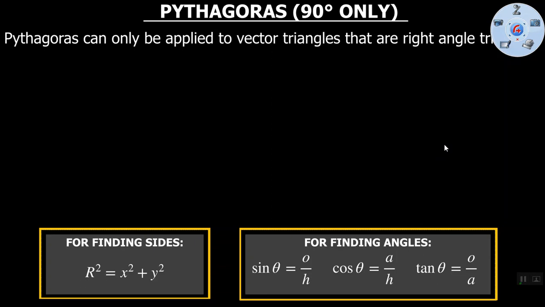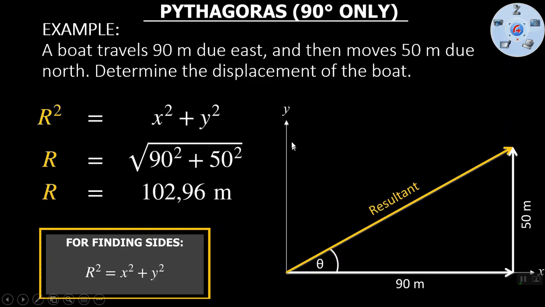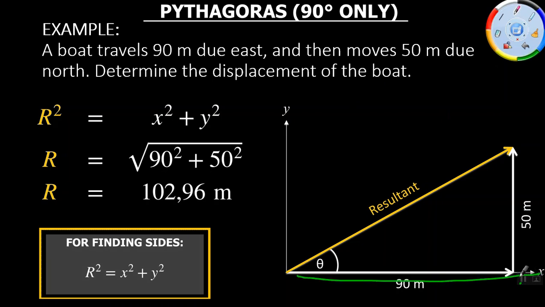Let's see. For example, we have a boat traveling 90 meters east and then moves 50 meters north. Determine the displacement of the boat. So what do we do to draw? We first draw the 90, then we draw our 50, and our resultant is there. So that's how we draw it. But if we want to calculate it, we use Pythagoras' theorem.